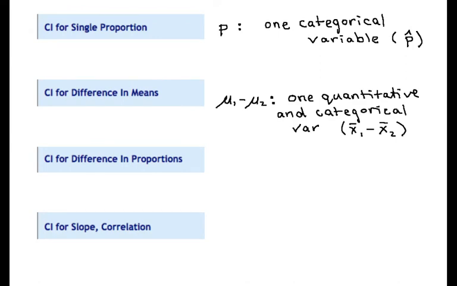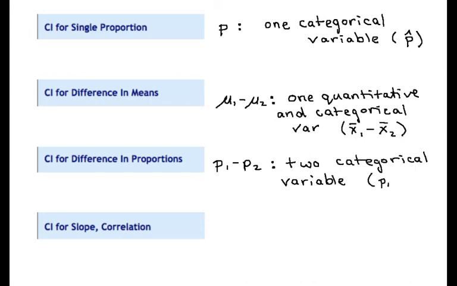Now, for a difference in proportions, same idea, p1 minus p2. This is if we have two categorical variables, because the proportions have to come from different groups. We can't really do this for two proportions in the same group. But we'll get into that a little bit more when we talk specifically about differences of proportions. So this sample statistic would be p1 hat minus p2 hat.